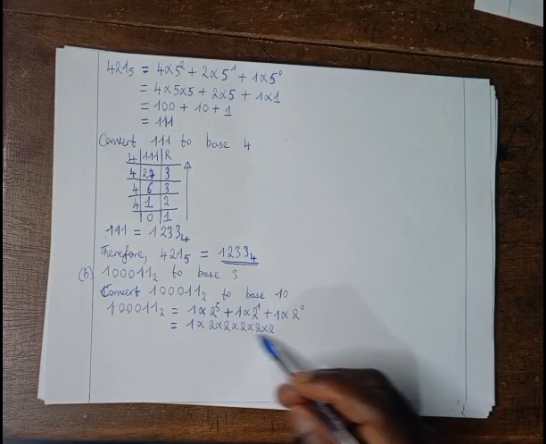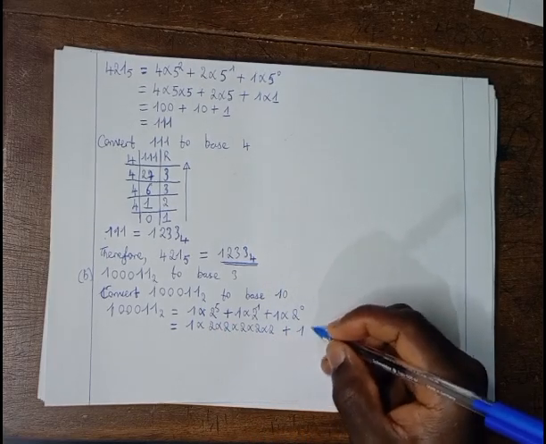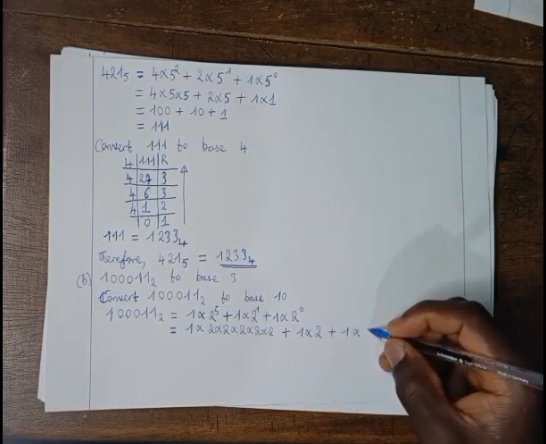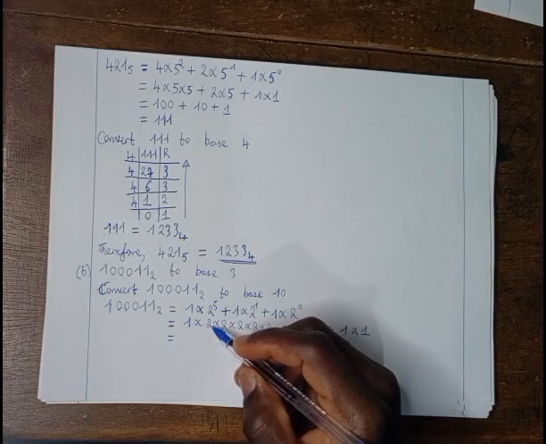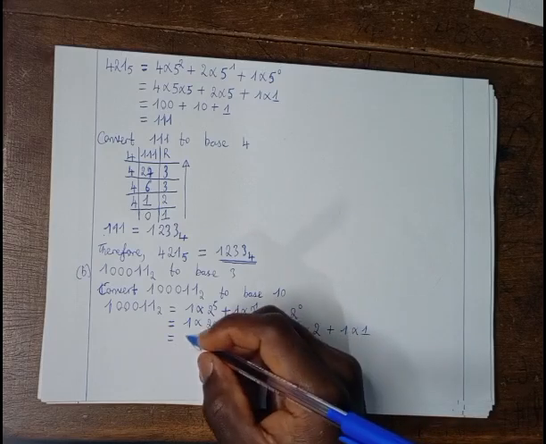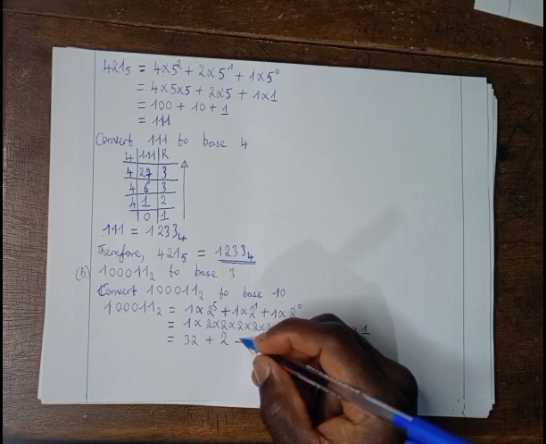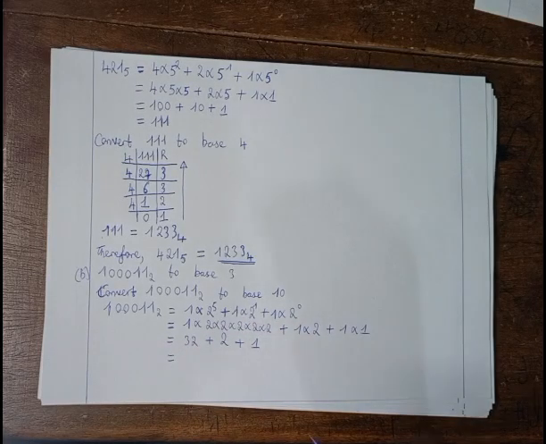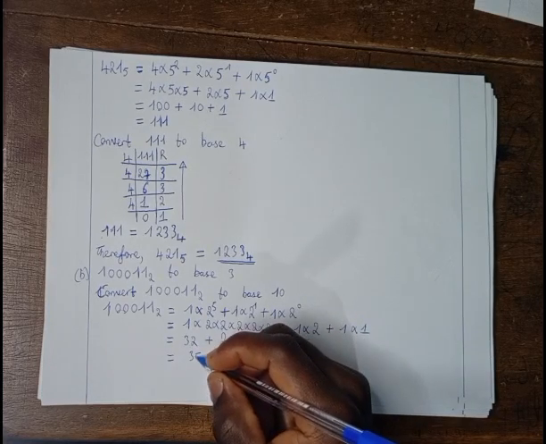We are going to multiply the number 2 by itself 5 times, plus 1 times 2 raised to the power 1, which is simply 2, plus 1 times 2 raised to the power 0, which is 1. This will simply give us 1 times 2 is 2, times 2 is 4, times 2 is 8, times 2 is 16, times 2 is 32, plus 1 times 2 is 2, plus 1 times 1 is 1. This will give us 32 plus 2, which is 34. 34 plus 1 gives us 35.